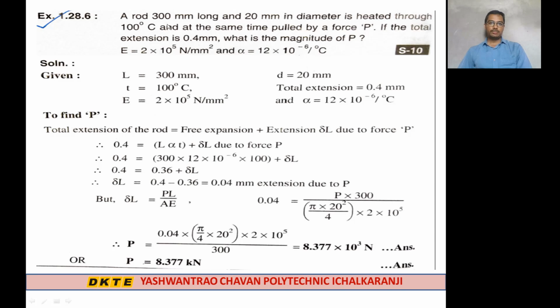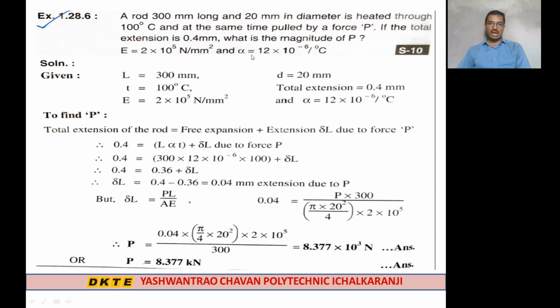Next problem. A rod of 300 millimeter length and 20 millimeter diameter is heated through 100 degrees centigrade and at the same time pulled by a force P. If the total extension is 0.4 millimeter, what is the magnitude of P? That means in this problem, temperature is provided and load P is also provided. Therefore, change in length is due to two causes, that is rising temperature and force P. And we have to calculate force P.